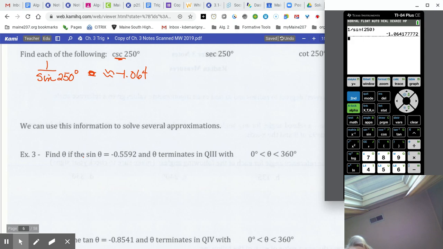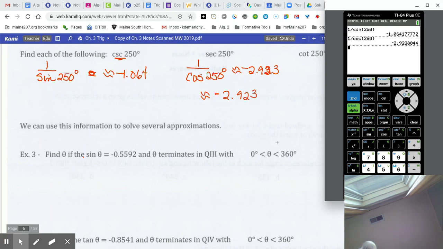The next one is your secant. So secant, remember, is 1 over cosine. So I'm going to do 1 over the cosine of 250 degrees. So 1 divided by, in this case, cosine 250 degrees. And enter. I'm going to get approximately negative 2.923. Actually, I should go to a 4 here. 2.924. If I round this off, it's an 8 behind it.